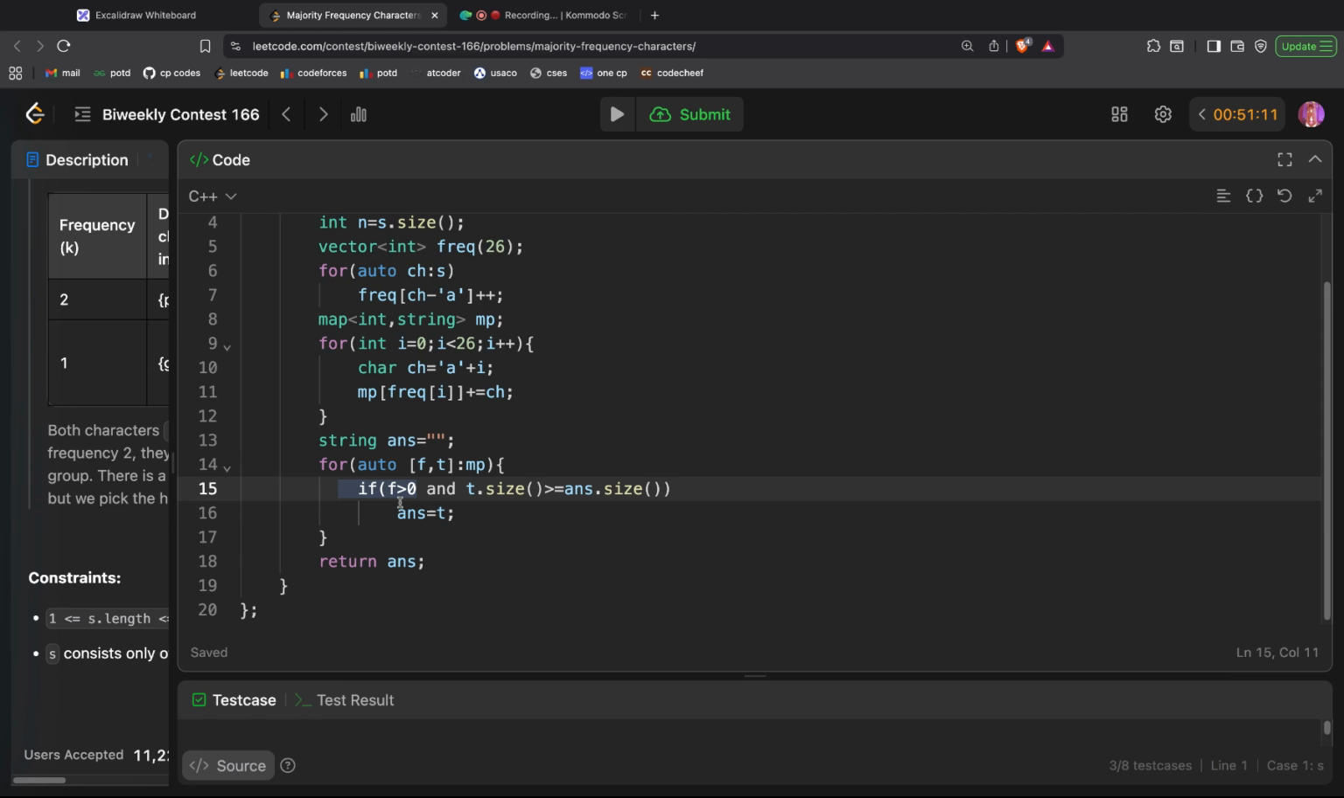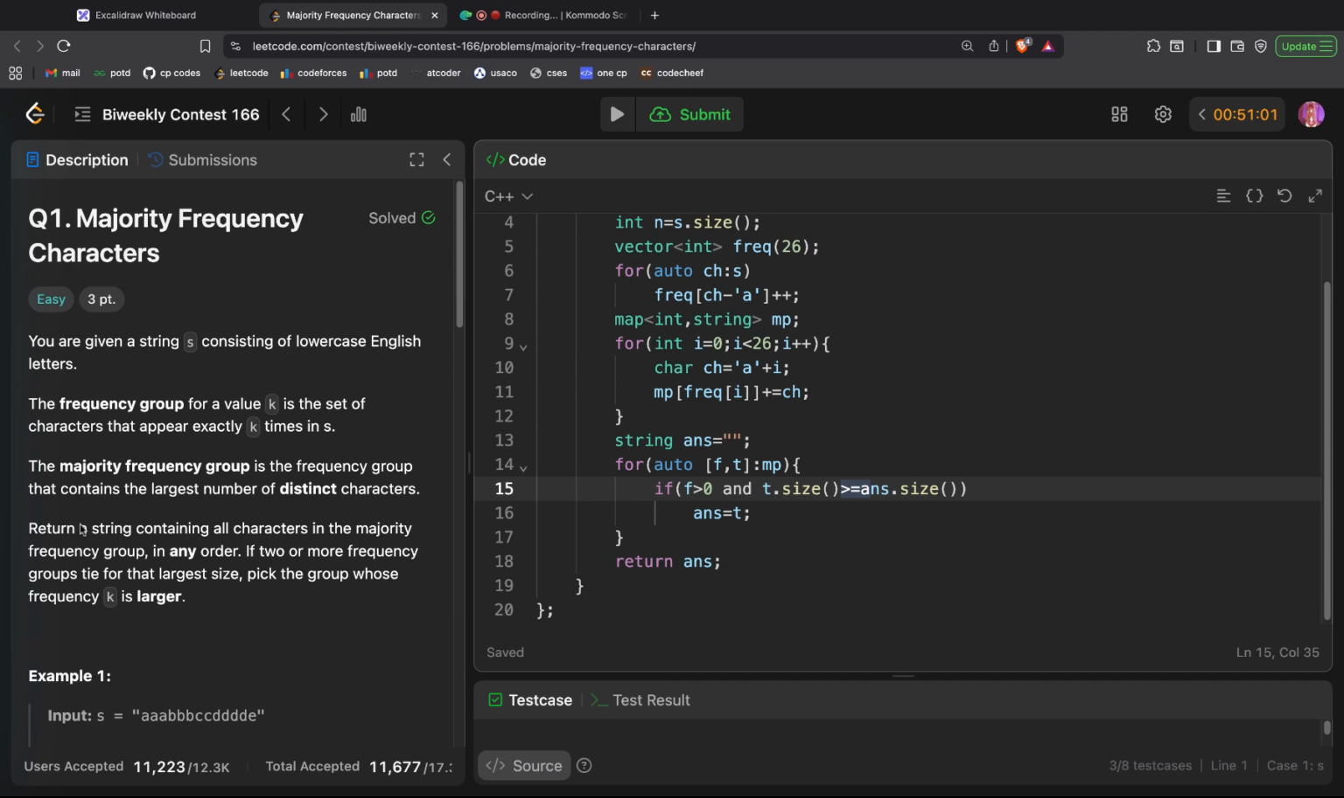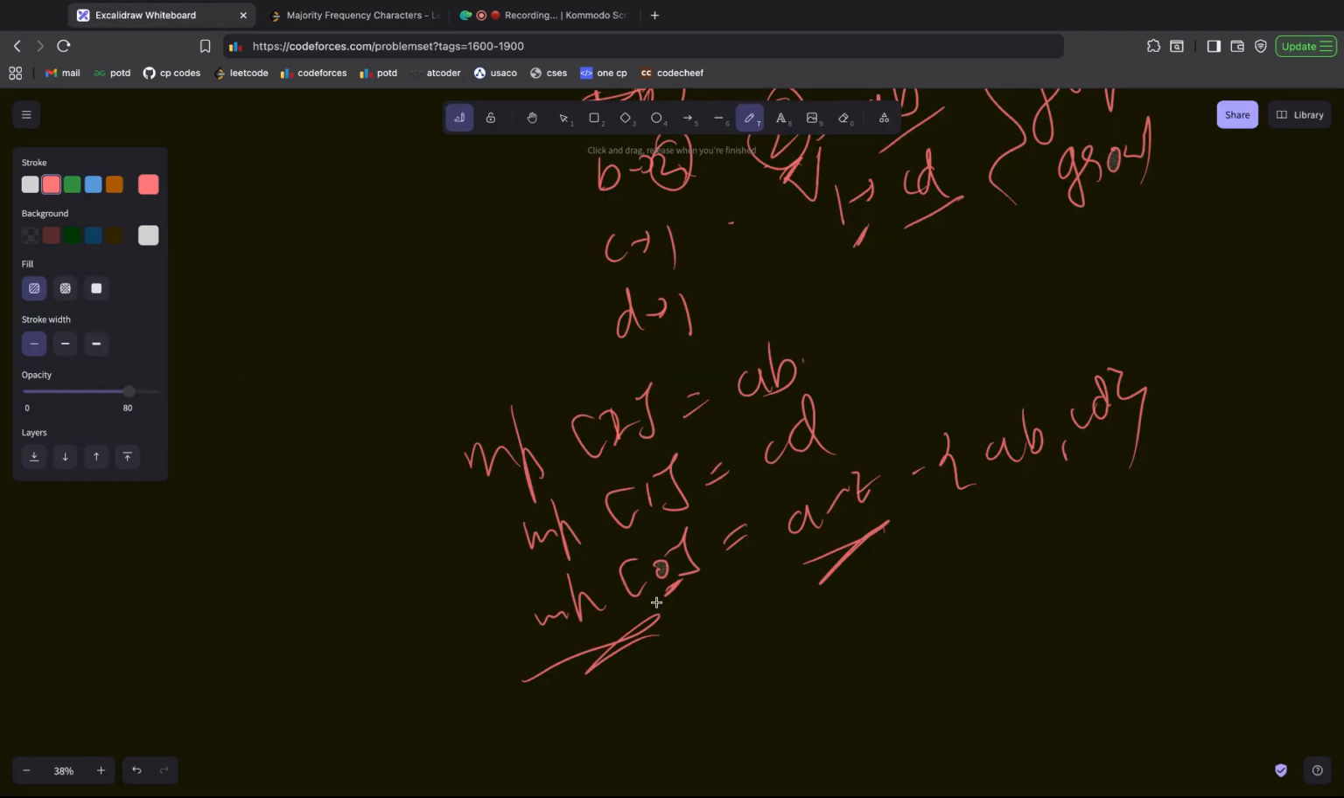So if frequency is greater than 0 and this size is greater than or equal to answer, we just do answer equals this. Why is this greater than or equal to? Because the question says that if two or more frequency groups tie for the largest size, pick the group whose frequency k is larger. And because we are storing it in a map, it would be sorted by frequency. So basically, mp of 0 would be first, then mp of 1, then we iterate over mp of 2. Hopefully, this makes sense. It's a very easy problem.